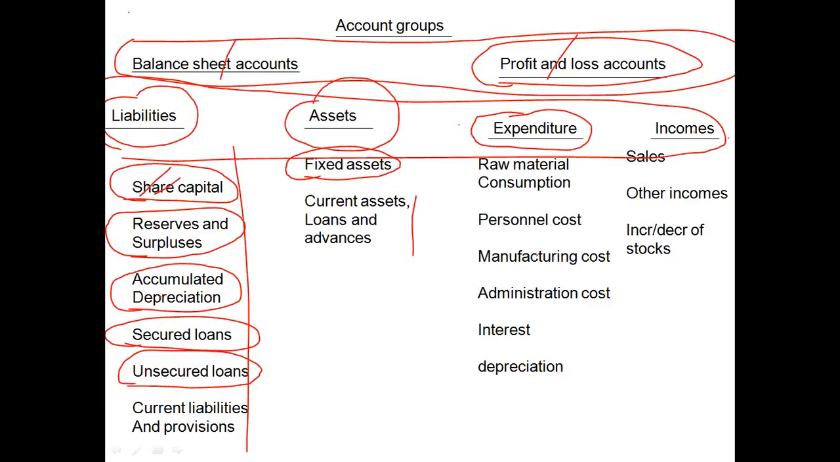Coming to the expenditure side, raw material consumption, personnel cost meaning staff expenses, salaries, contribution to PF, contribution to ESI, staff welfare expenses, etc., are created under the personnel cost. Manufacturing cost, administration cost, interest, depreciation. Then coming to the income side, sales, other incomes, increase or decrease of stocks. Like that, we can go on creating any number of account groups.